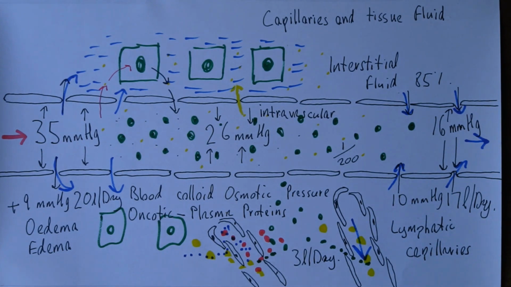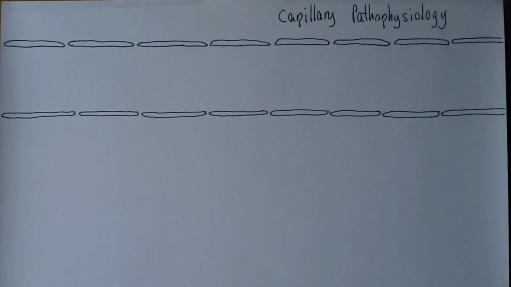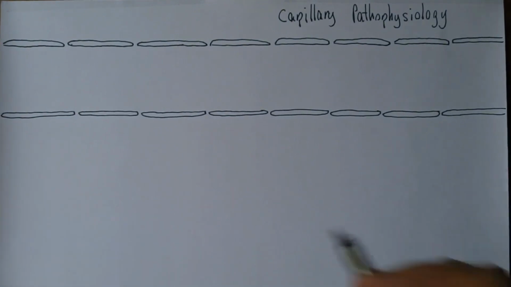Now what we want to do next, I'm going to leave that there for now. And next we want to talk about the abnormal pathophysiology that can develop to alter this beautiful intricate physiology, which is going on in you absolutely all the time. We want to think about some abnormal conditions affecting capillaries now. But just a quick resume of the normal physiology.